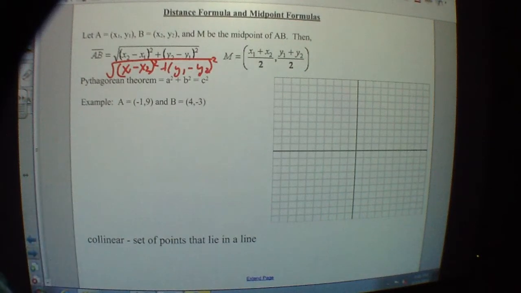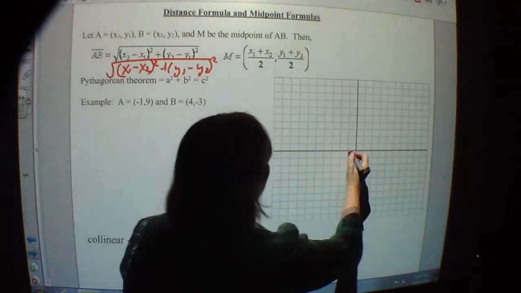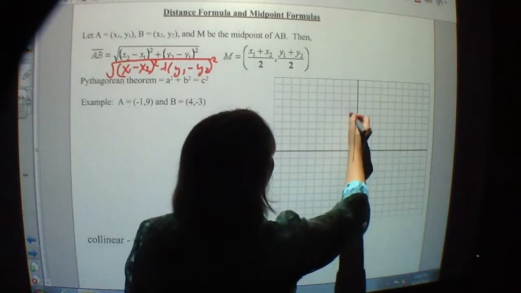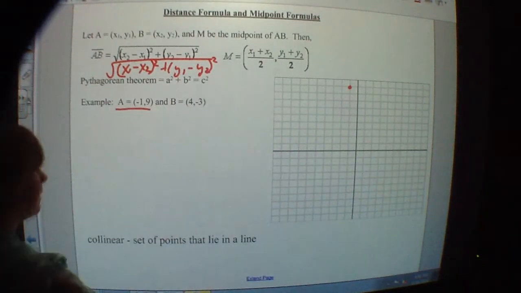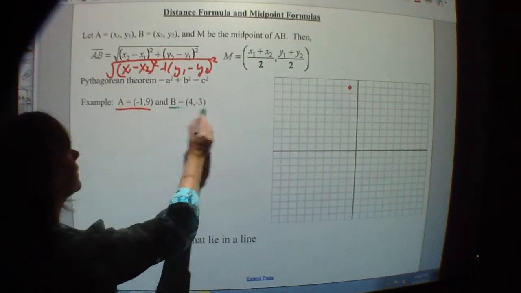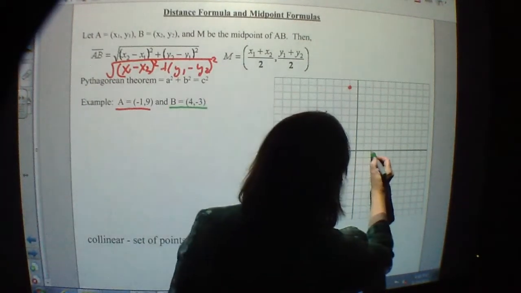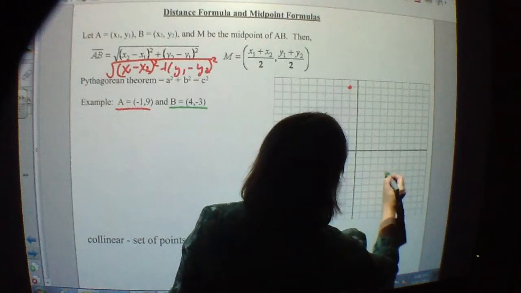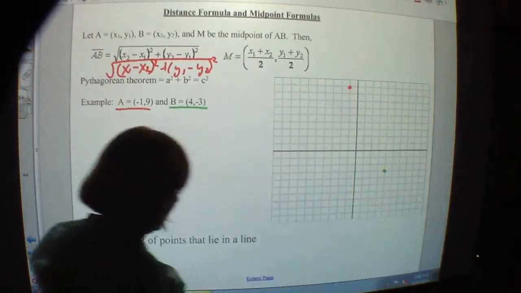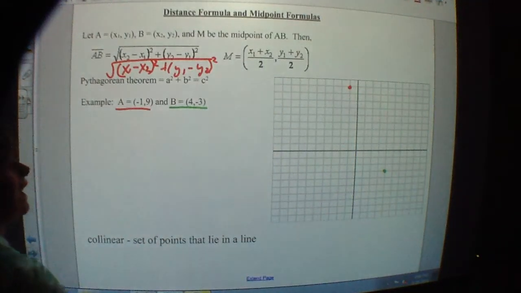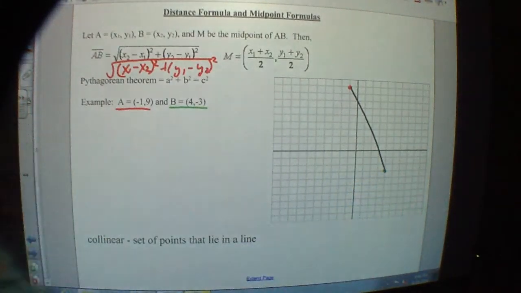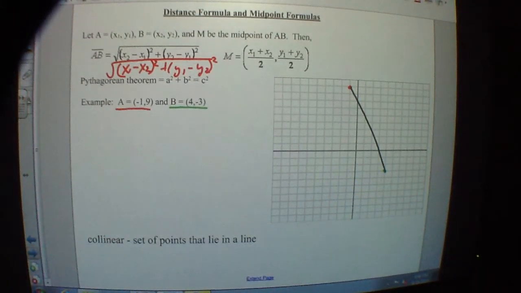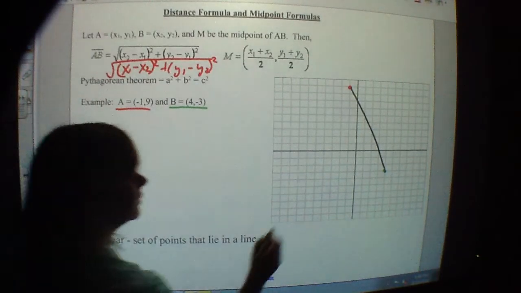I have a point, negative 1, 9. Negative 1, 2, 3, 4, 5, 6, 7, 8, 9. So I have a point right there. I have a point, 4, negative 3. Okay? Let's say I want to find the distance between those two. Well, let me just show you what I could do here.